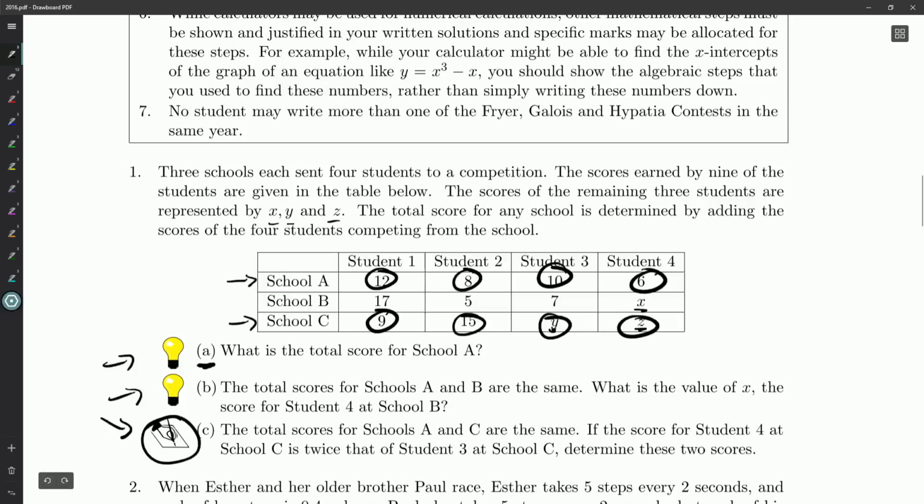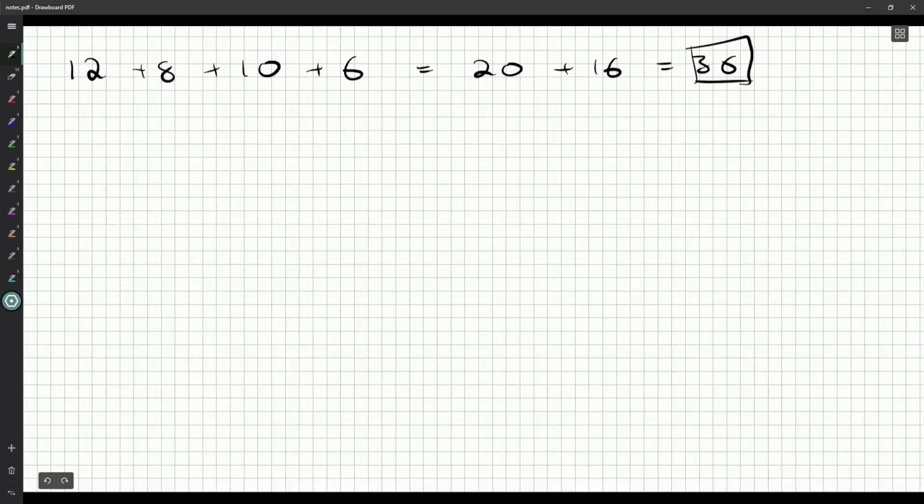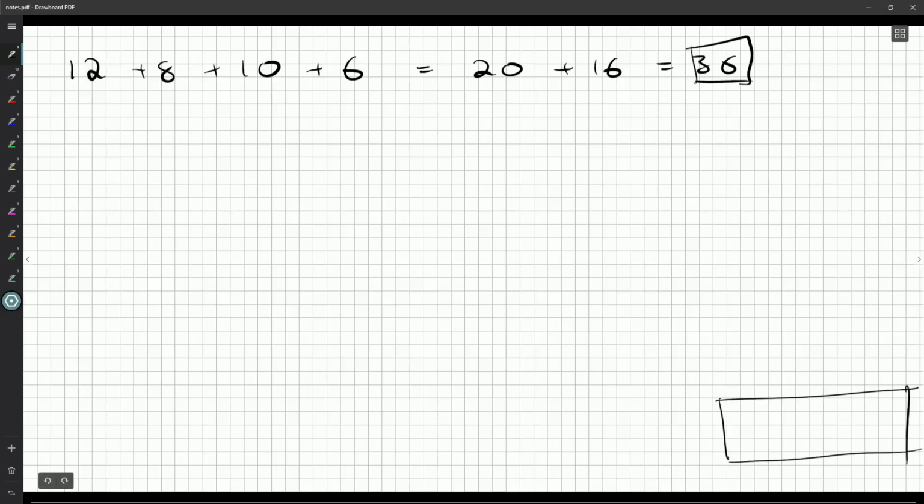Alright, so our light bulb A, for the very first question: what is the total score for school A? Well, we just need to add up the scores for the students in school A. That'll be 12 plus 8 plus 10 plus 6. 12 and 8 is 20. 10 and 6 is 16. And that'll end up being 36. If we were actually writing the paper the day of, there'd be a big box somewhere on the booklet page, and you just put in a 36. We don't have that here, so I'm just going to write down 36.